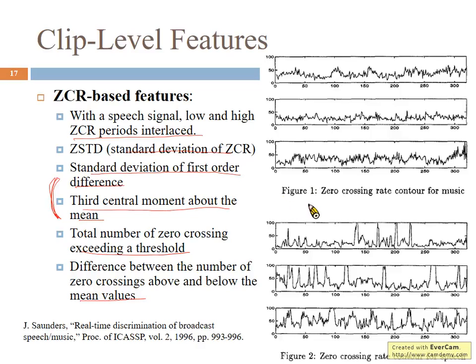Here is an example showing the zero crossing rate contour for music and for speech, and you can see that speech tends to have a higher zero crossing rate over time.